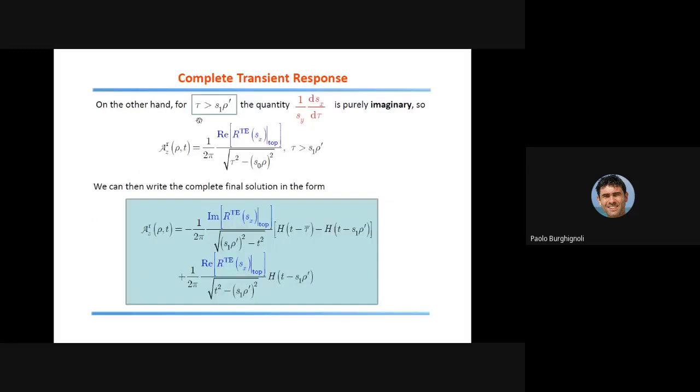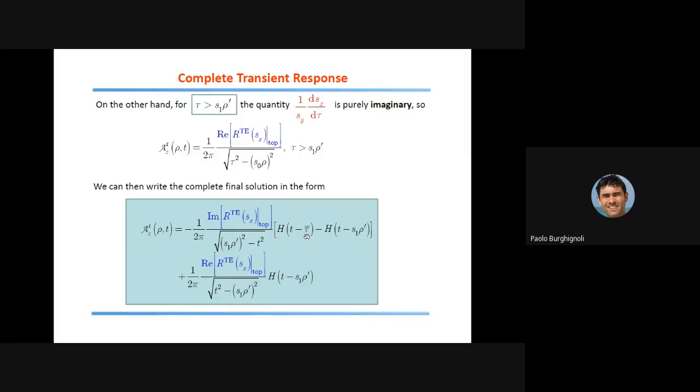If instead time is larger than S1 rho prime, then the quantity in red would be purely imaginary. So in this case, what emerges is the real part of the reflection coefficient. So if you collect those two results, you end up with the complete time domain waveform, where now you have two different expressions. The one above, which involves the imaginary part of the reflection coefficient, holds for times between tau bar and S1 rho prime. As you can see, there is a difference of Heaviside functions. This difference is different from 0 only for times between tau bar and S1 rho prime.